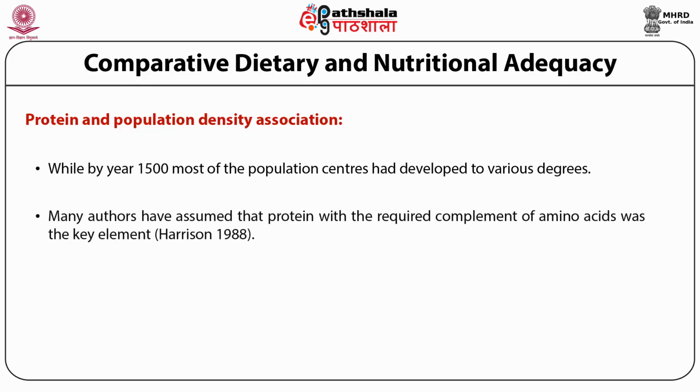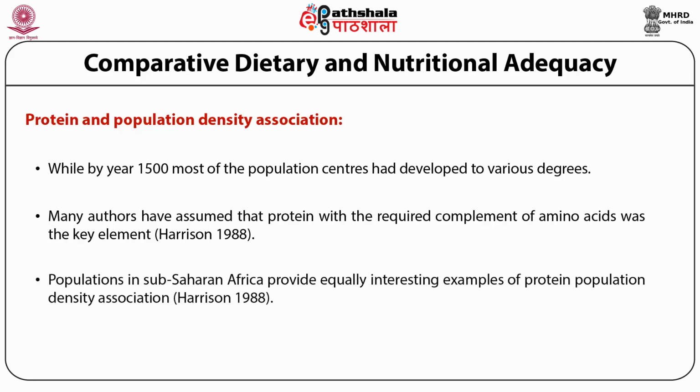Many have assumed that protein with the required complement of amino acids was the key element. Diets based on only a few plant sources may result in a number of serious deficiency syndromes. The early explorers found that among the maize-growing populations, the American Indians of the eastern United States, the largest densities were around fish-rich waters such as Narragansett Bay in Rhode Island and the brackish Chesapeake Bay.